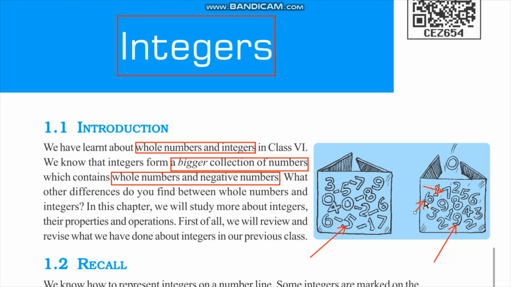However, we also have negative numbers which are not included in whole numbers. So numbers such as -5, -7, etc. are negative numbers. The whole numbers and negative numbers together form integers.